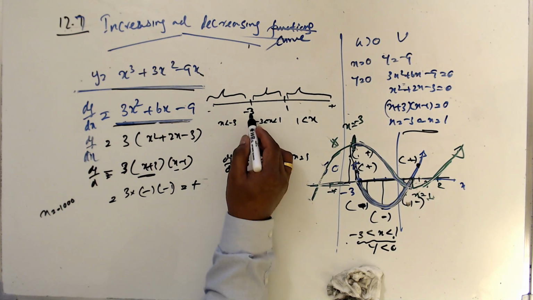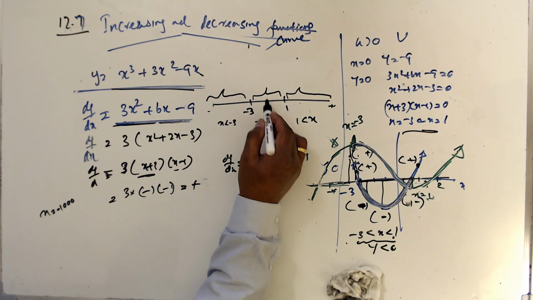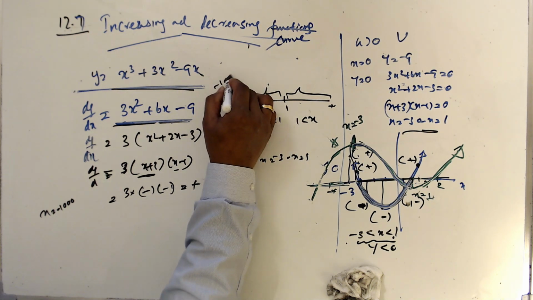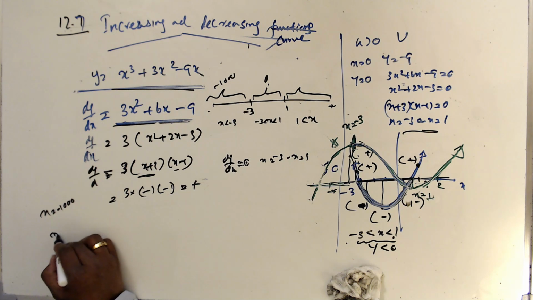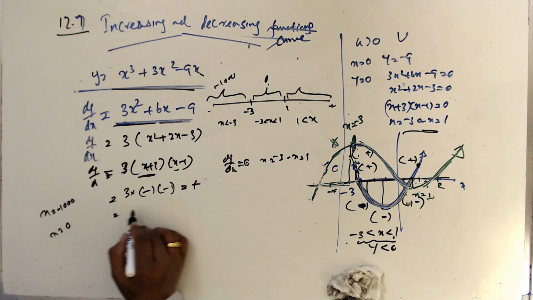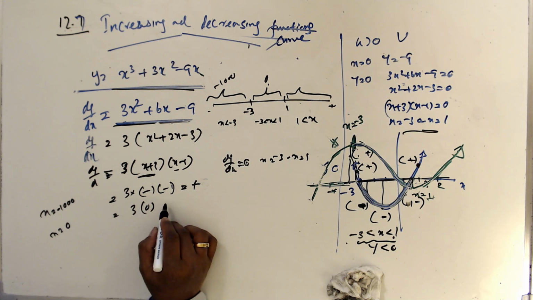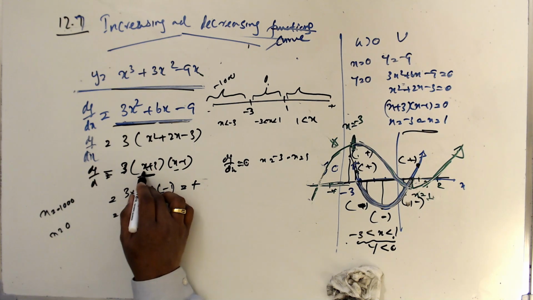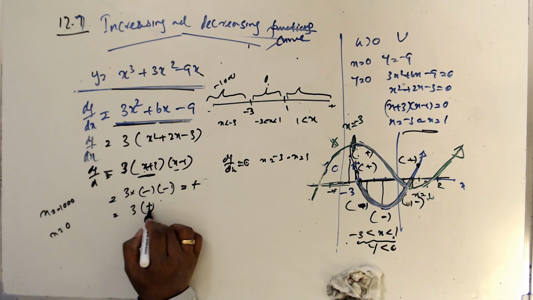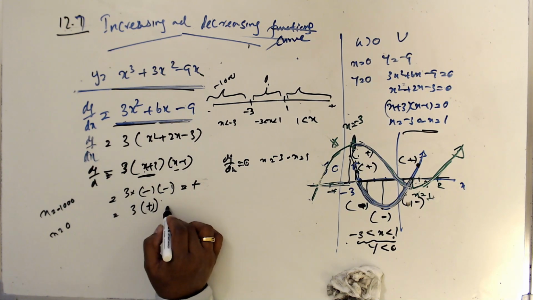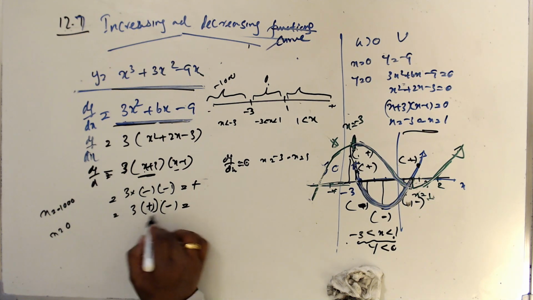If I get a value in between this area, 0, this is minus 1,000 equals 0. X equals 0, you will get this is 3 times 0. This is positive, 0 plus 3. This is positive and this is negative. It means when you multiply, negative.